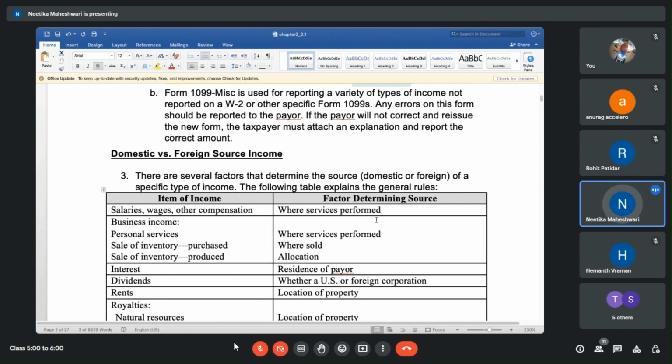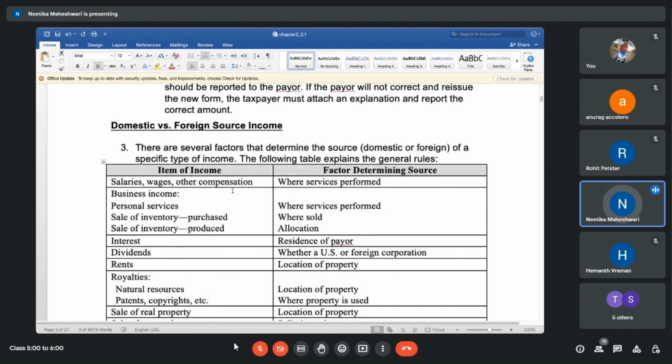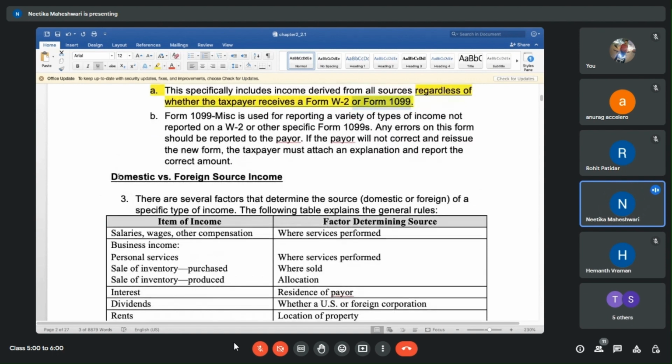Now we'll go over the source of income. Rental income also needs to be reported on 1099. Recently, you have issued 1099s, so you must know that we are reporting any proceeds given to an attorney. That needs to be reported on a 1099. There is specifically one block for any payments given to a lawyer.